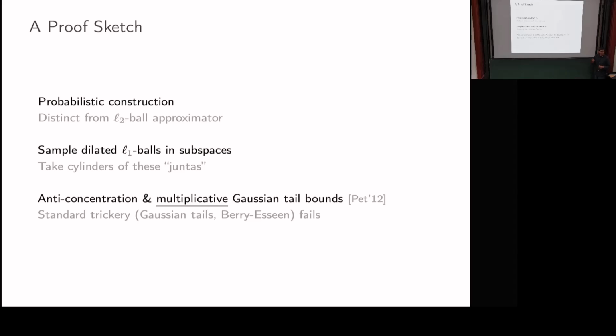We end up needing to control the sums of independent random variables far out in the tail. The standard trickery, using Gaussian tails and Berry-Esseen, fails because the error in Berry-Esseen is too much. You eat a 1 over root n error, and that's just too bad for us far out in the tail. A cool thing which I didn't know about before this project is that there are these multiplicative Gaussian tail bounds, which are useful to control these sorts of things. They've been known since the 70s or 80s, but I didn't know about them until last year.